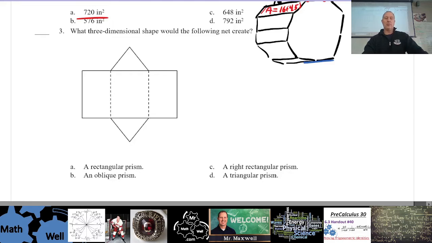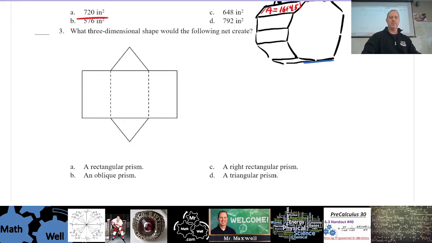A triangular prism? Okay, so this triangle would be one end. This would be another end. This would be the base. And then these two would be the sides that kind of fold up, right? So you guys in agreement? Triangular prism?